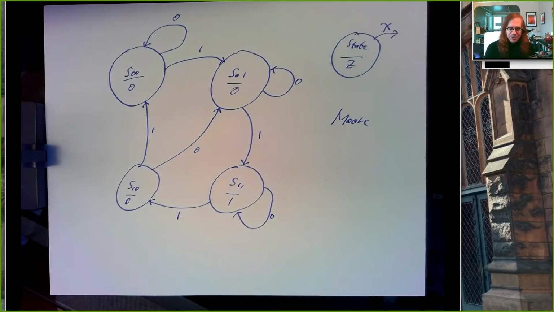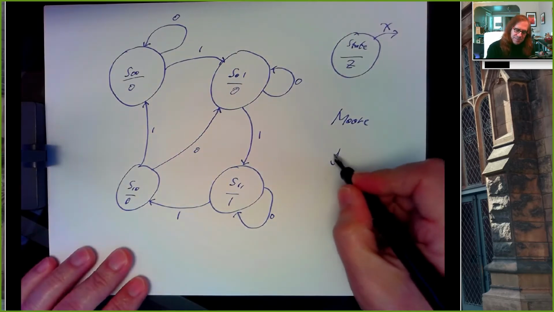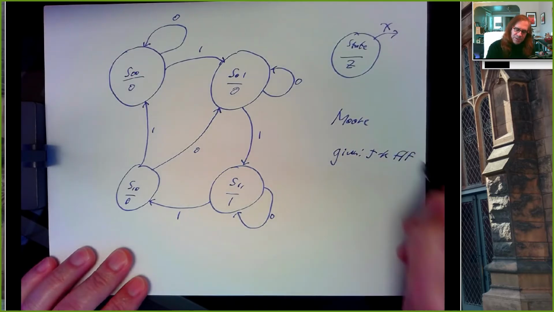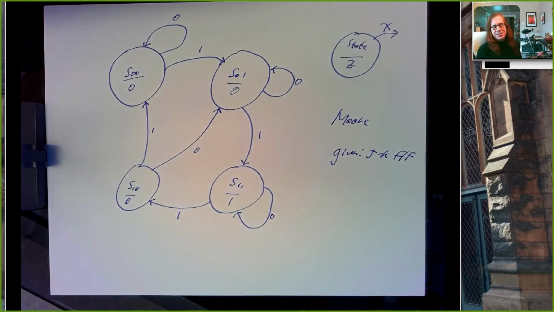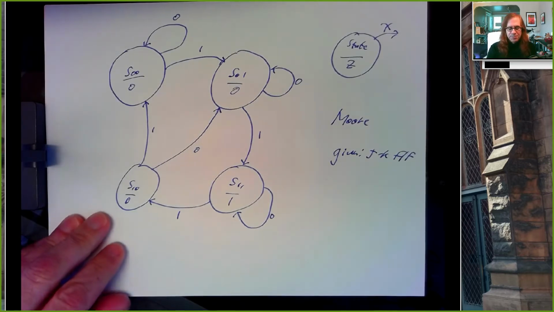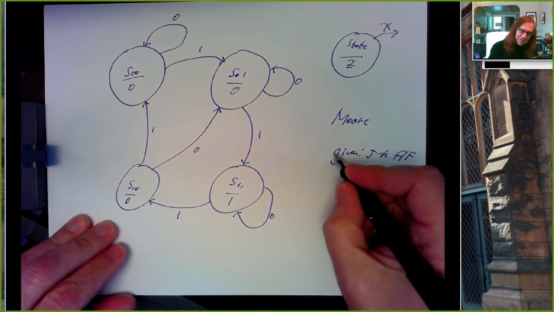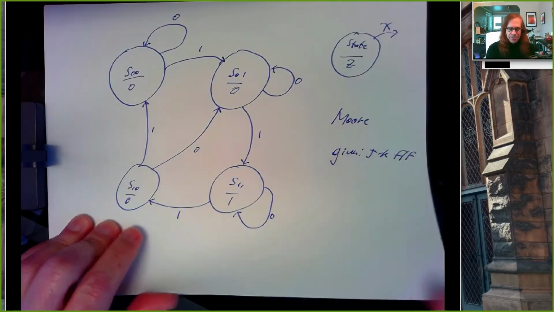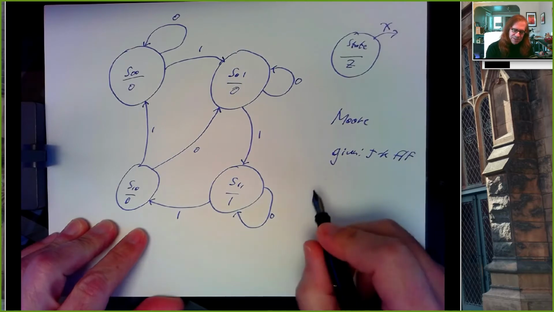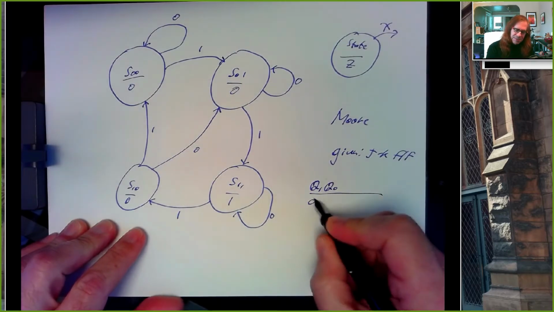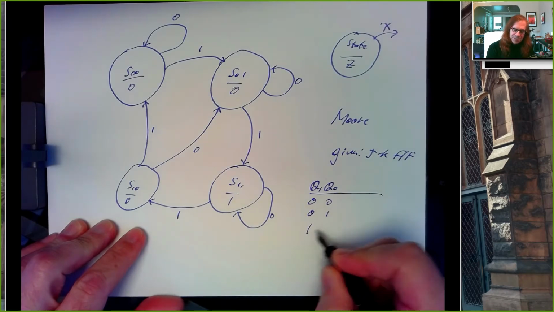And we're going to use JK flip-flops, and that's because that's what we're given, right? We're told we have to use JKs. But we could do this with Ds, we could do it with Ts, so we're going to use JK flip-flops. So we'll make our usual state assignment table based on the values of Q1 and Q0.